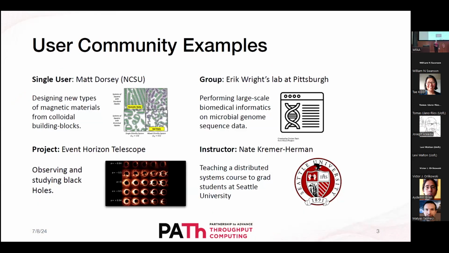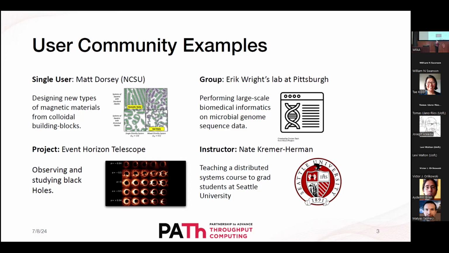To highlight some examples, I've highlighted two users of the OS pool here, Matt Dorsey at North Carolina State and Eric Wright's lab at Pittsburgh, that have gotten a lot of usage out of the OS pool. So they're examples of our research users. I've highlighted EHT here as the project partially because they're giving a talk in the next session, but you've already heard about many of the other large-scale collaborations and projects that use high throughput computing. And Nate, who's listed here, is giving a talk about his research later today, but he's also taught a class in a couple different contexts that uses high throughput computing and teaches distributed computing.